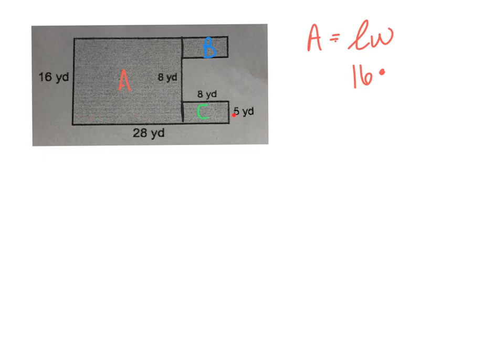So I know the whole thing is 28. Since that's the whole thing, I'm going to have to subtract to find just that one little portion. So I know I'm going to do 28 minus something.